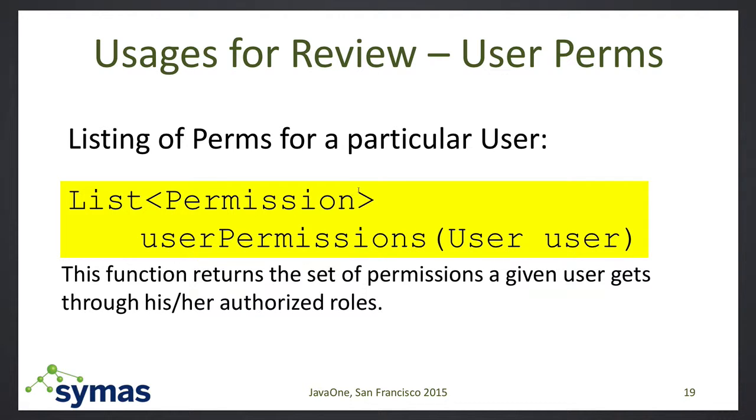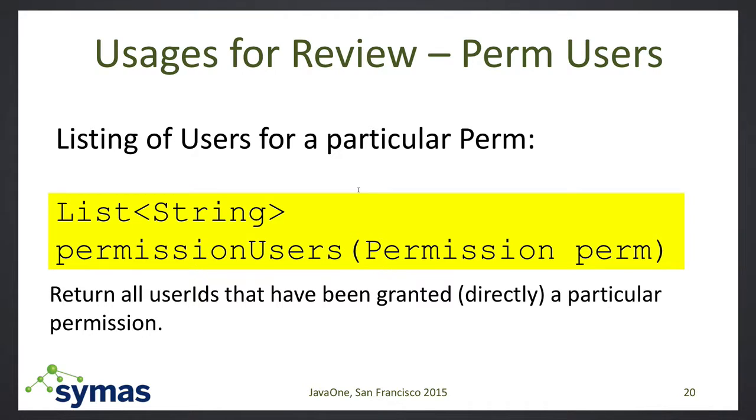User permissions, given a user, return their permissions. And permission users, given a permission, return the users that have access to that permission. And this, sadly, is an example of an API that many access control systems can't actually achieve, which means that they lack integrity.